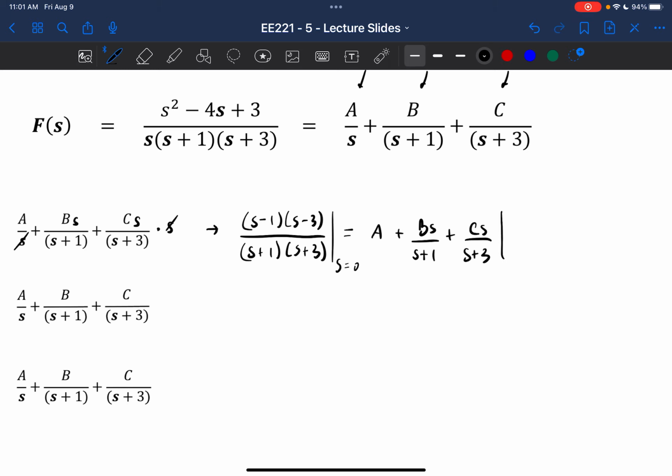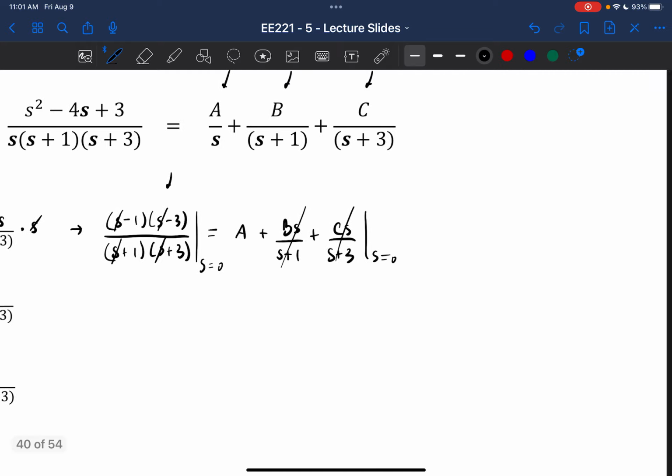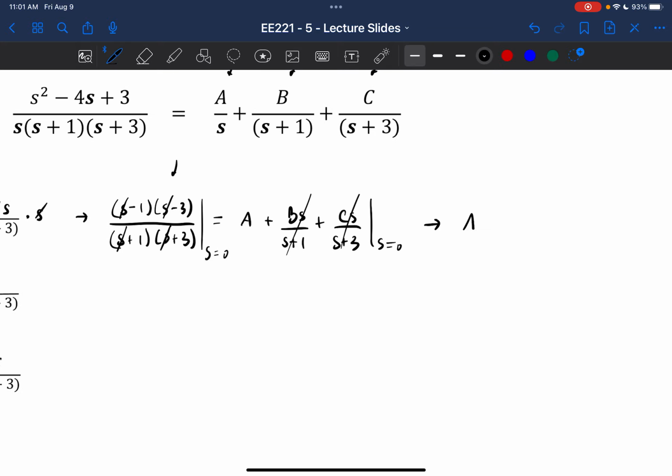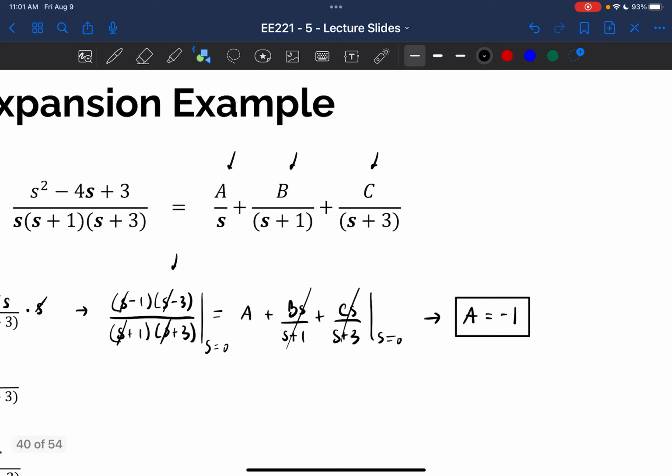Why do we do that? Well, we do that because that gets rid of the B and the C terms, so all we're left with now is A, right? So A is equal to this left-hand expression when s is 0. So s goes to 0. I get -1 times -3 gives me 3. On the bottom, I get 1 times 3 gives me 3. So for A, I just get a value of -1. It's really just that simple. So that's my value for A in my partial fraction expansion, -1.